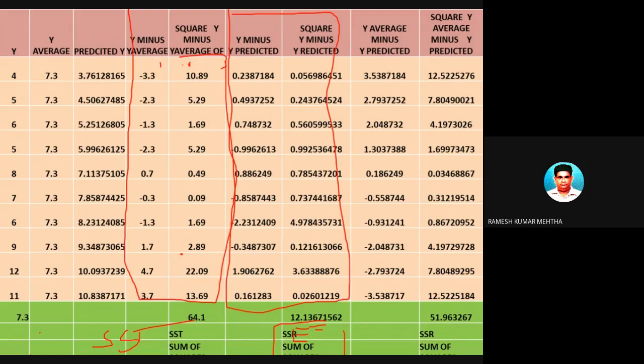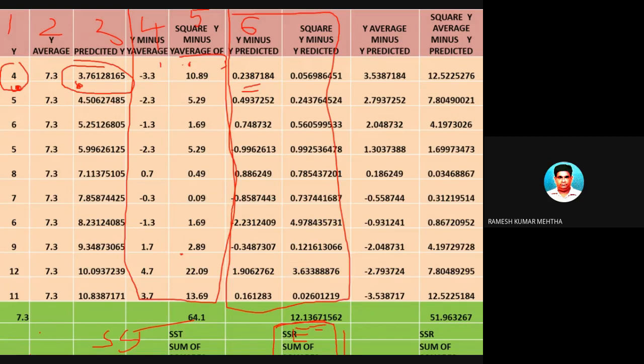12.13671562. Let's calculate it. So the formula, first column, second column, third column, fourth column, fifth column are discussed. Now let's discuss the sixth column. The sixth column is y minus y predicted. So I have predicted this much, but I should have predicted this much, and there is an error, and this error is this much. Okay, so this error will speak about sum of squares error, or sum of squares residual.